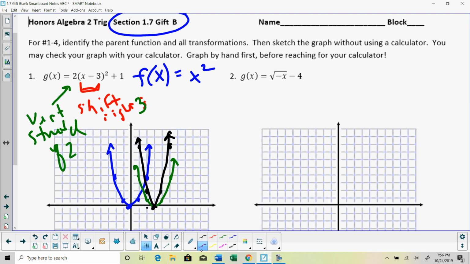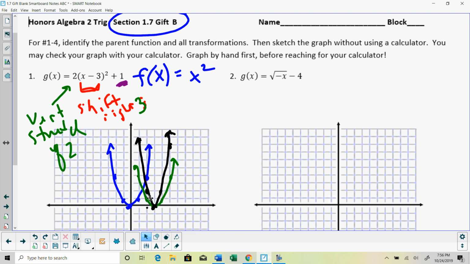Let me do this color. Because of the plus 1 at the end, that means that we are adding 1 to all of the y coordinates. So really, we're taking this whole graph and we're sliding it up 1. Except mine got messed up.